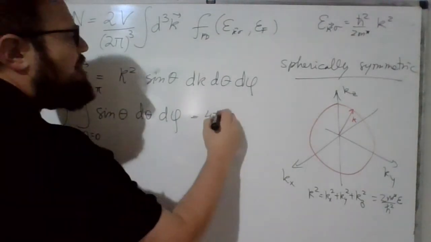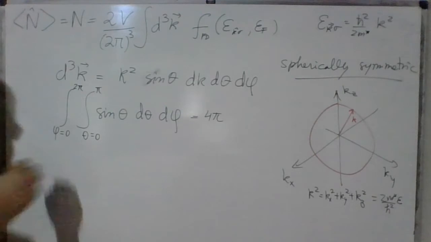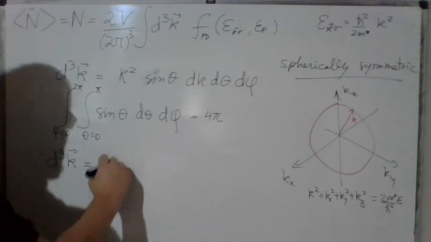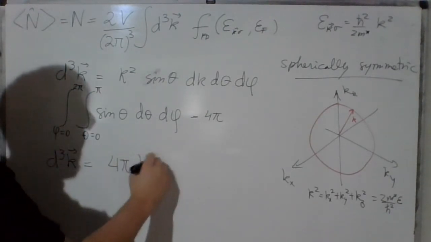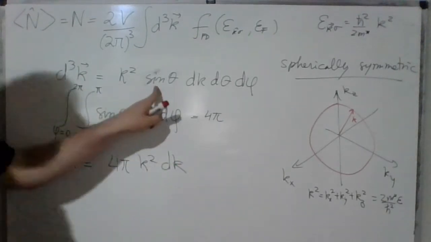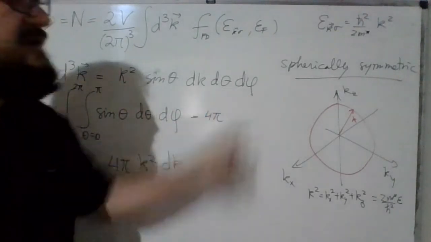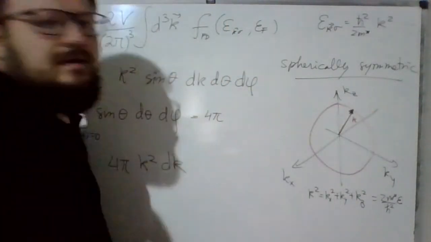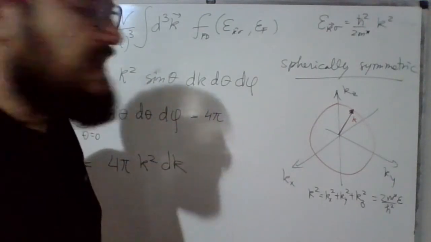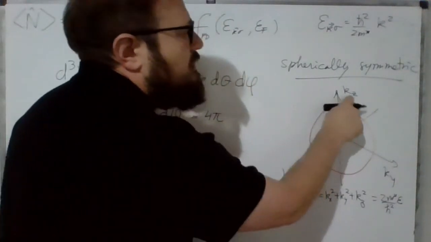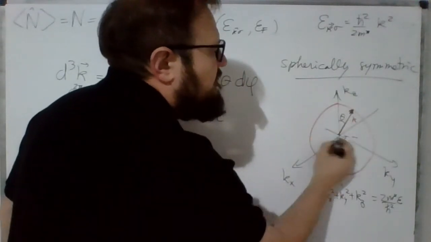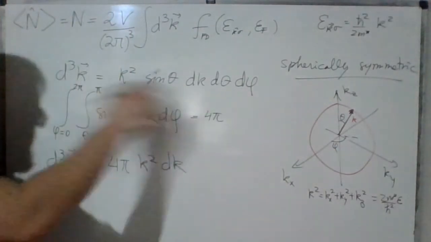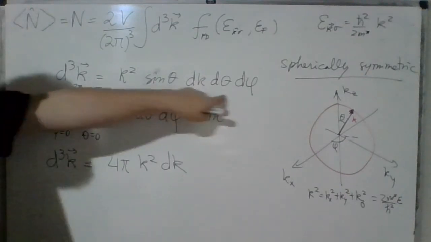This corresponds to a 4 pi factor. And therefore, this d3k here in 3 dimensions can be replaced by 4 pi k squared dk. You already integrated sine of theta, d theta, d phi. Okay? For a given vector here in the reciprocal space, you have a theta measured with respect to the kz axis and the phi measured with respect to the kx axis. So this is the conversion of this integral to spherical coordinates.